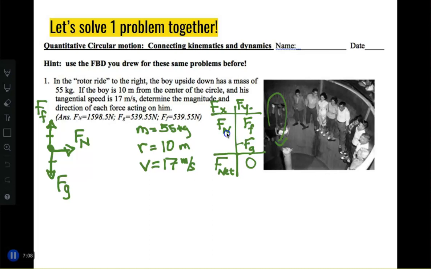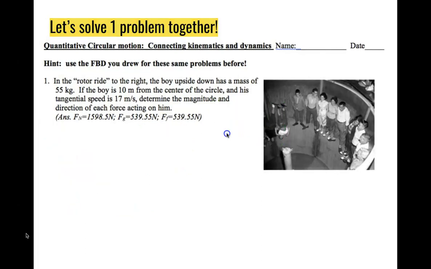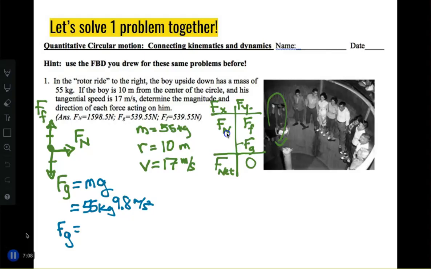Now the force of gravity on the boy. I know force of gravity equals the mass times the acceleration due to gravity. And so that is 55 kilograms multiplied by 9.8 meters per second squared. I think if you want to get the exact answer I gave you, you might have to use 9.81 meters per second squared. And you do in fact get 539. Great. Okay. So we get 539 newtons.